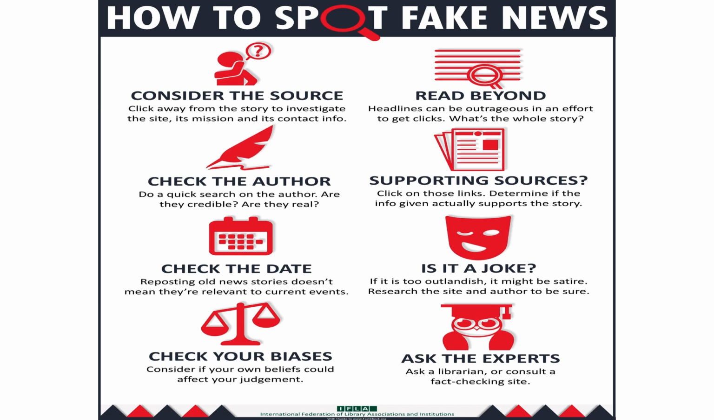So in summary, how do we really spot fake news? Number one, consider the source. That is, who is saying the story, who is reporting the story, who is the writer, what are the writer's biases? Is that person a reputable person, or is that a reputable news source? Click away from the story to investigate the site, its mission, and its contact information.